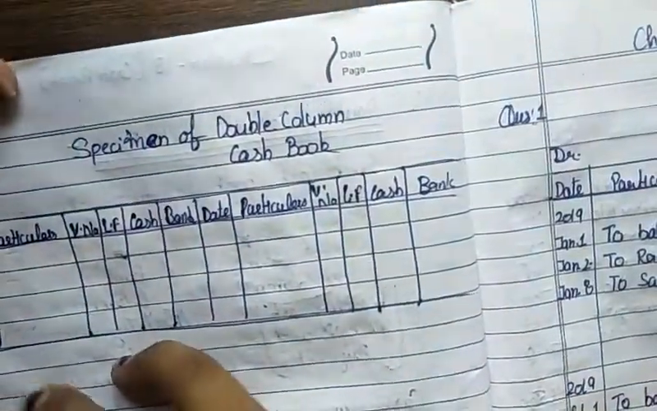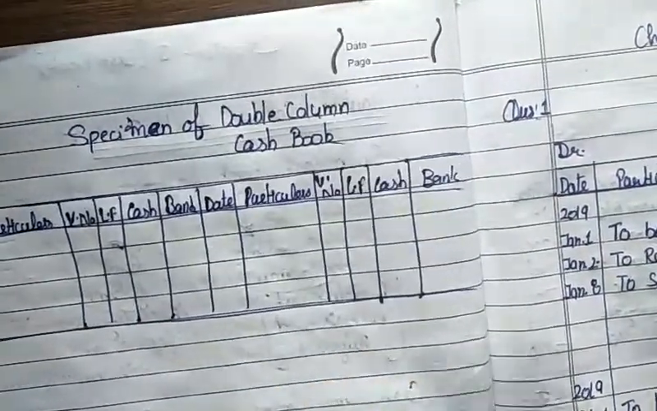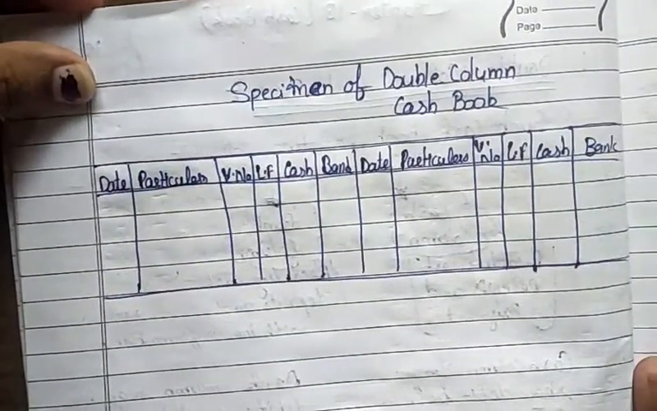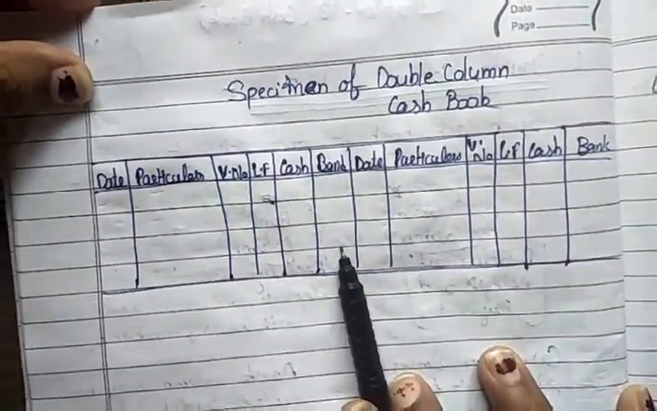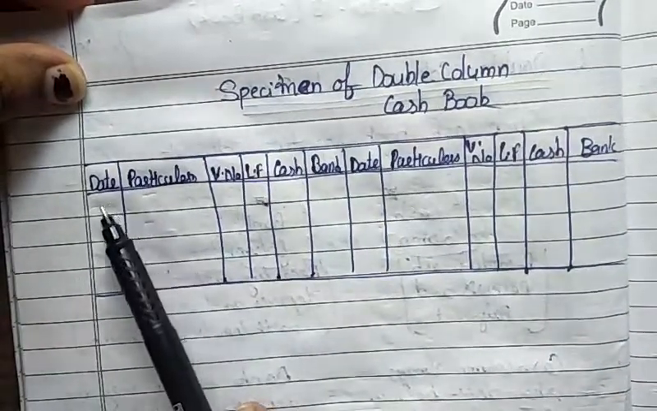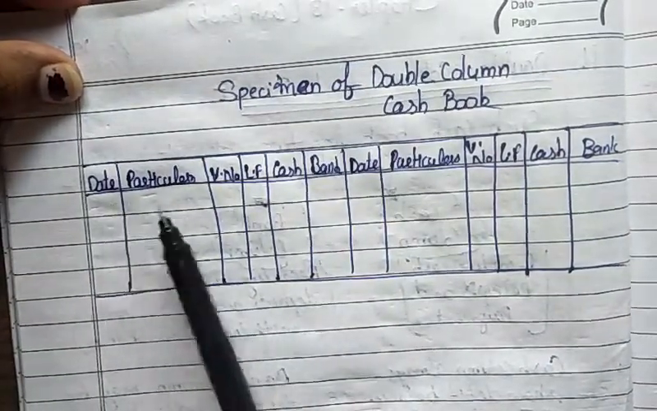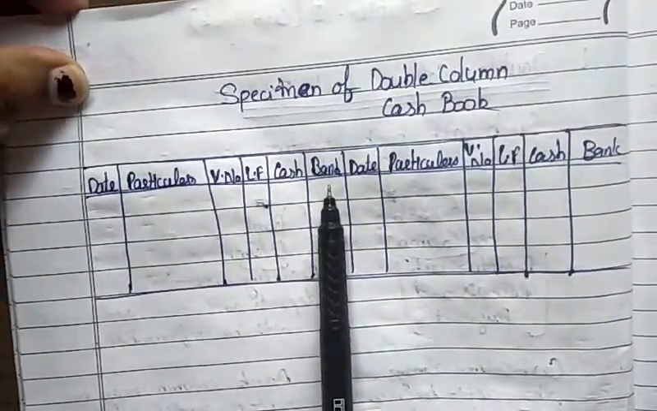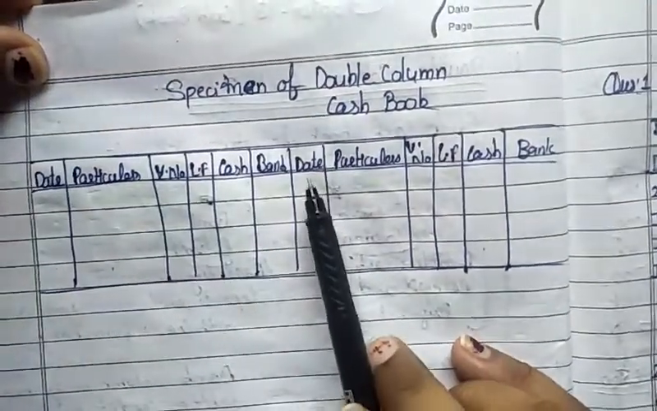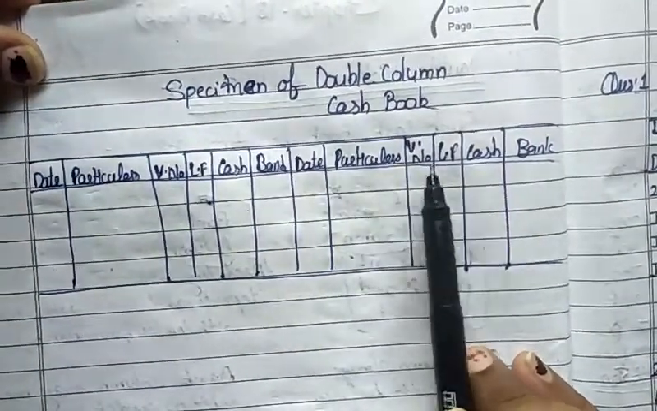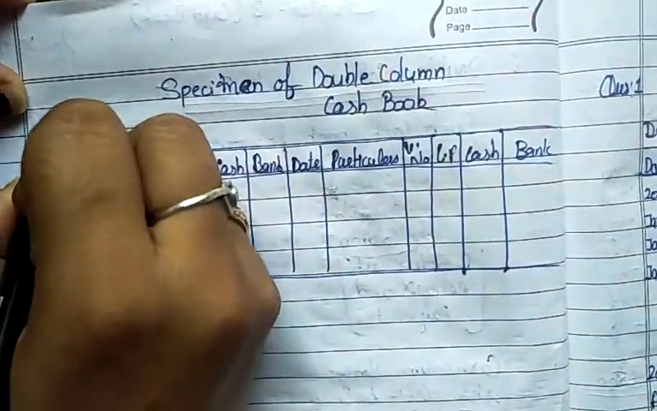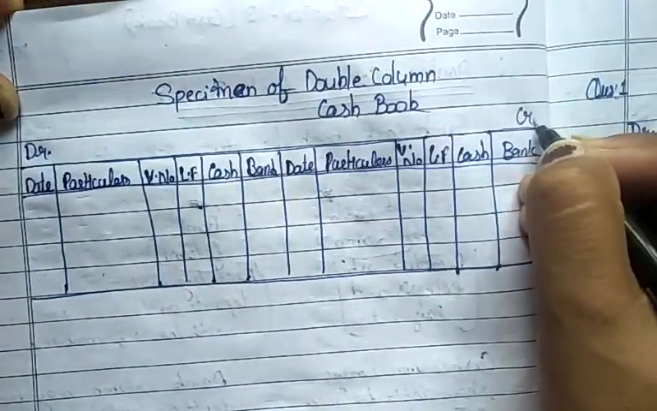Next, students, is the proforma of the double column cash book. The proforma is simple, similar to the single column, but in this another column is there, that is bank. First of all we prepare the columns of date, particulars, voucher number, ledger folio, cash column and bank column. As you know, the left hand side is called the debit side and the right hand side is called the credit side.